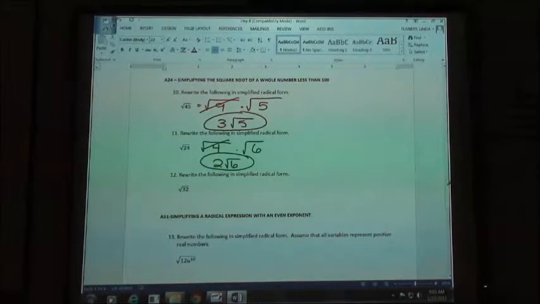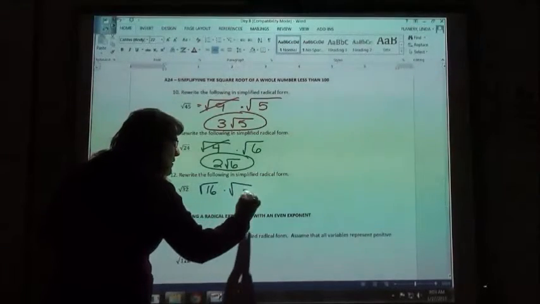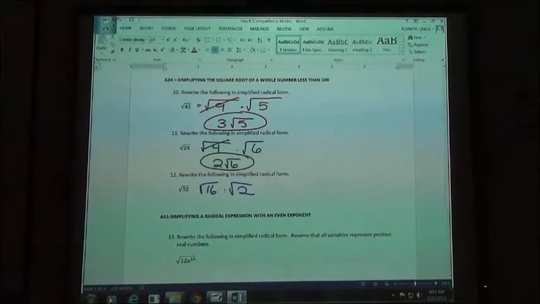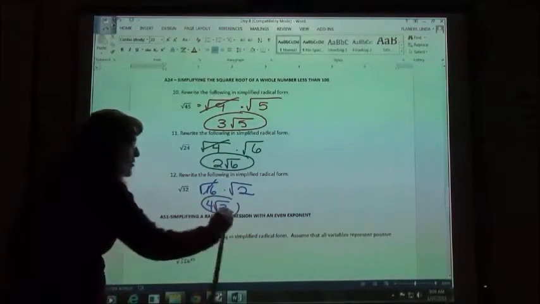6 isn't on my list. So what else goes into 32? 36 is too big. Does 25 divide evenly into 32? No. Does 16? Yep. Oh, there's the number I want to use. So I'm going to say that it is 16 times 2 to get 32. And the square root of 16 is 4. So I get 4 square root of 2 for my answer.